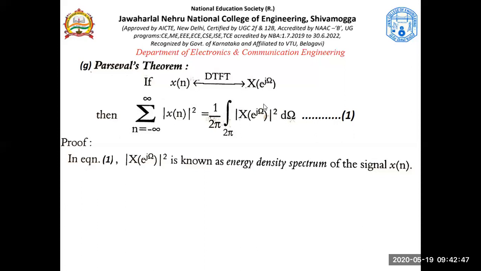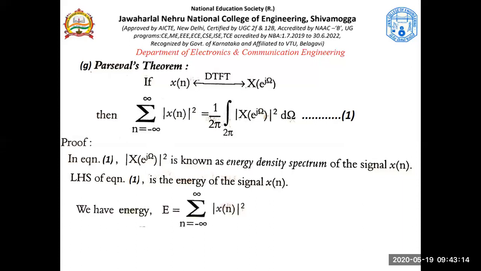Energy density spectrum means what? It is the combined energy. Here, what is the energy at a particular frequency? That is called the energy density spectrum. So the left-hand side is the energy of the signal x of n, and this is the energy density spectrum. These two have to be the same for any signal x of n. Understand that? So let's prove that.